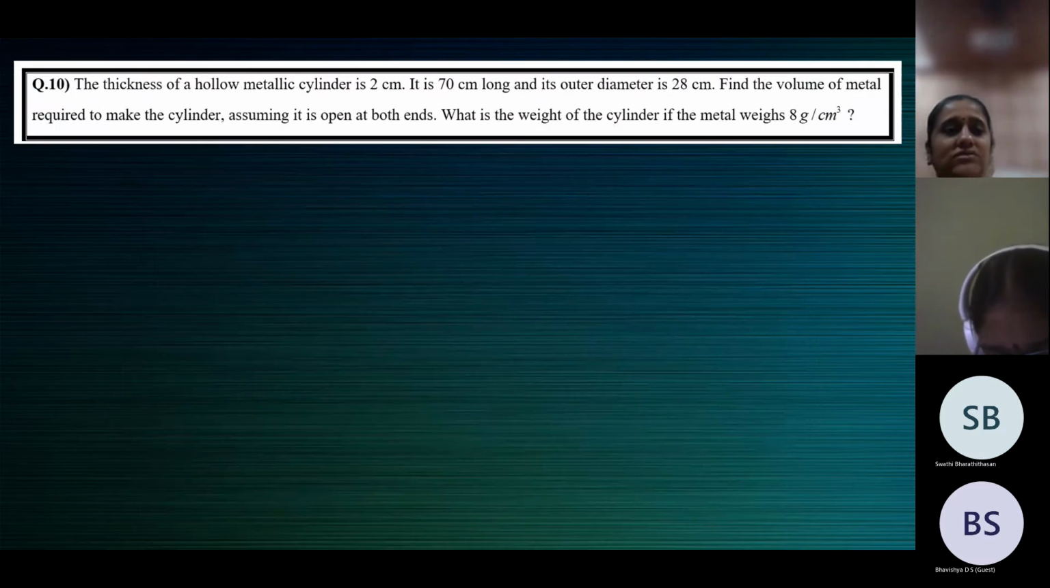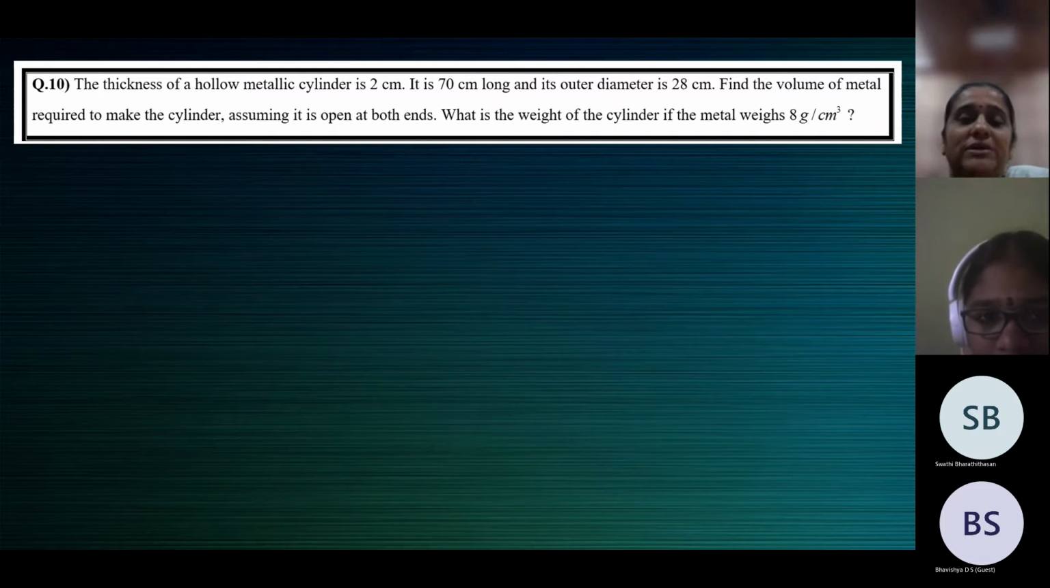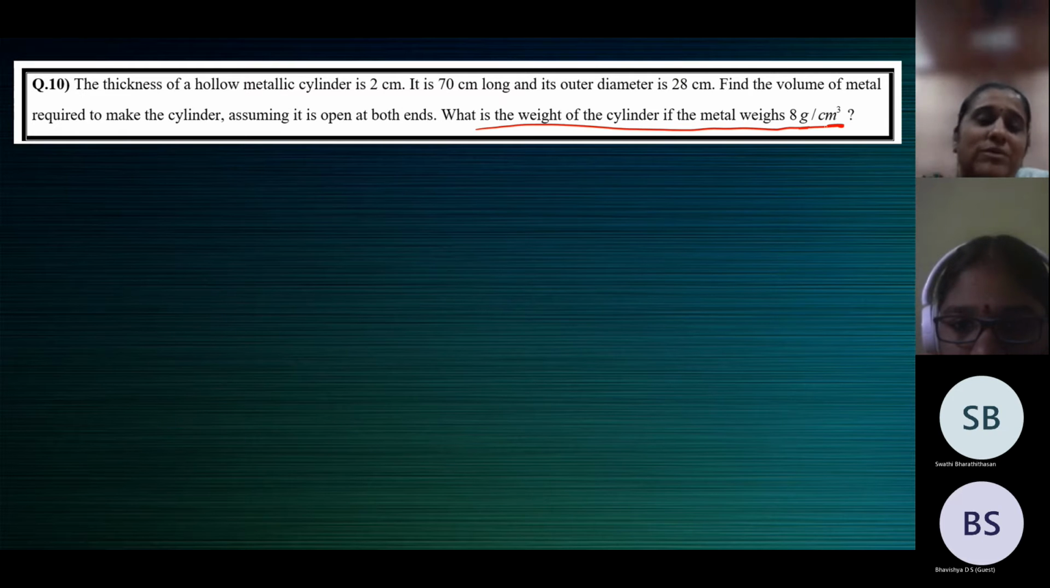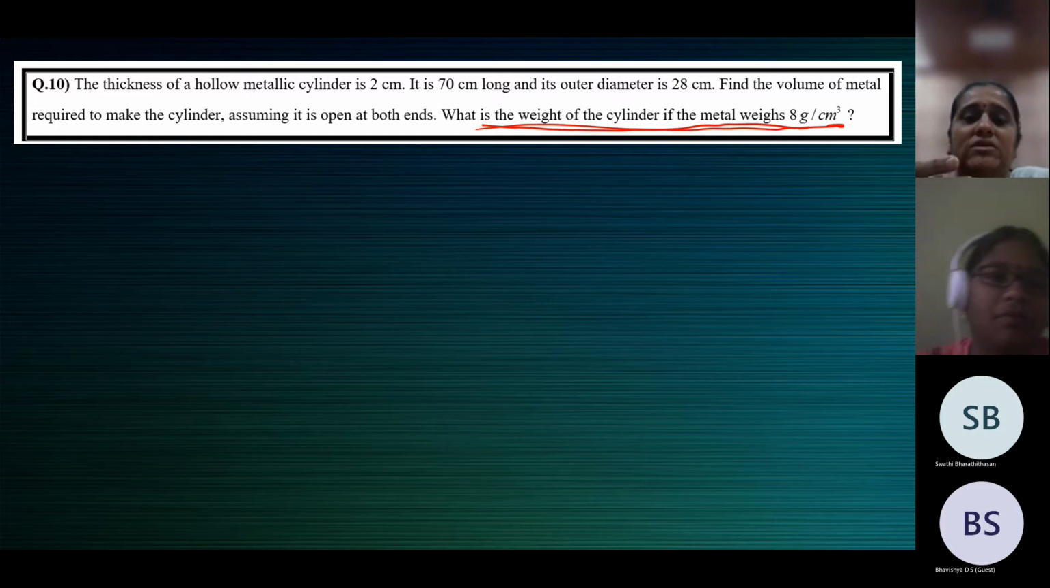All right, next question. See here. I told you that you can convert the volume in centimeter cubed or meter cubed to grams or kilograms, and for that some other information will be given in the question. What will be the weight of the cylinder if the metal weighs 8 grams for every centimeter cubed? 1 centimeter cubed of metal weighs 8 grams.